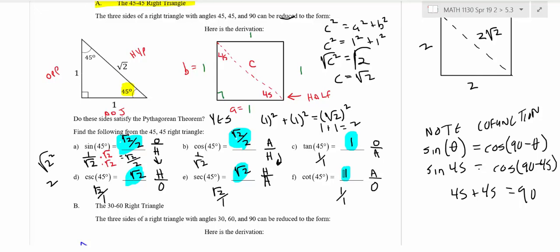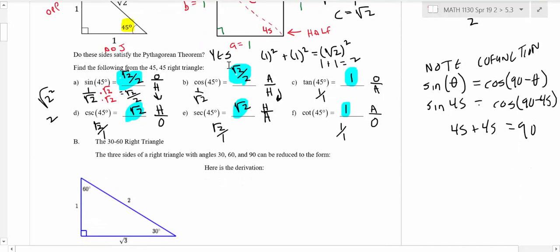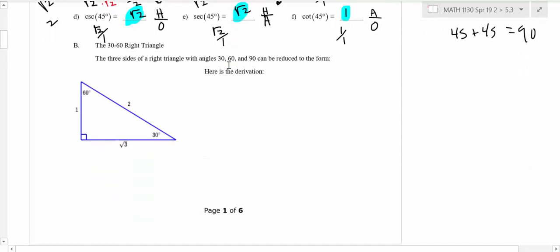Okay, so we have one other type of triangle that we'll look at. That'll give you what you need to know for the 45-45. The next one is the 30-60. All right, and the 30-60 right triangle goes like this. You have a 30-degree angle, a 60-degree angle. Those, of course, add up to 90 like you would expect. And you have your right angle. So the sides go 1, square root of 3, and 2.